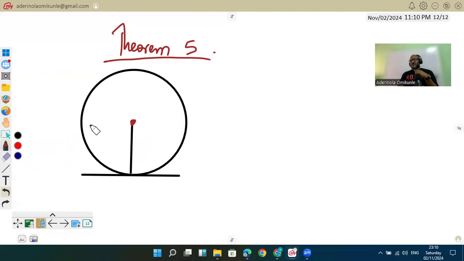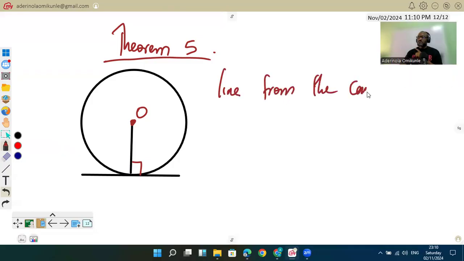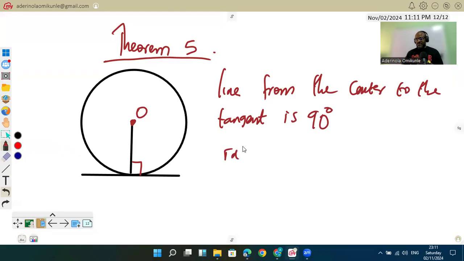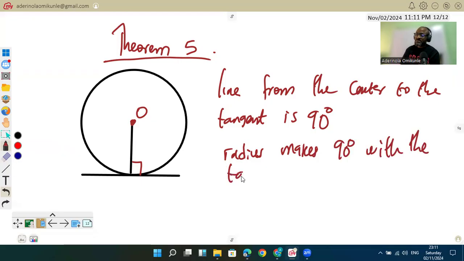So the first theorem is that the line from the center to the tangent is 90 degrees. Or basically, you can just say that the radius makes 90 degrees with the tangent. So the radius makes 90 degrees with the tangent. That is theorem 5.